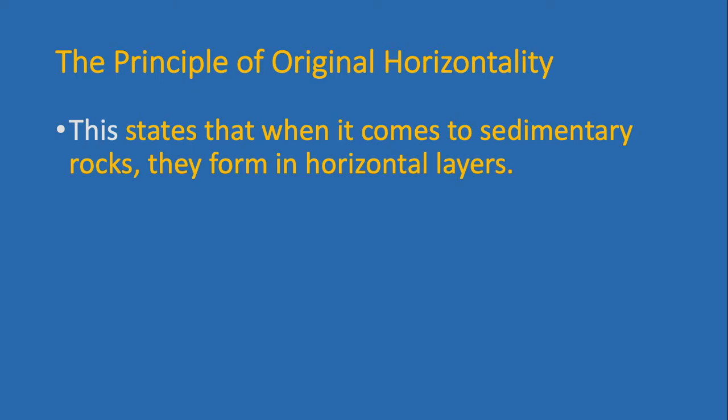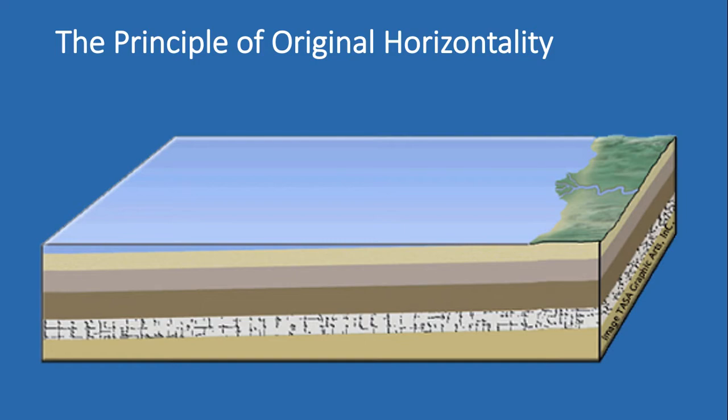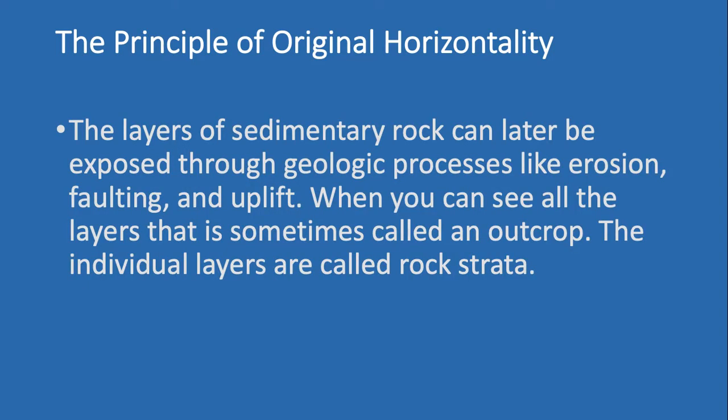The principle of original horizontality states that when it comes to sedimentary rocks, they form in horizontal layers. So remember, sedimentary rocks always form at the bottom of a body of water, one layer on top of the other. They can later be exposed through processes like erosion, faulting, and uplift. When you can see all the layers, that is sometimes called an outcrop. The individual layers are called rock strata.